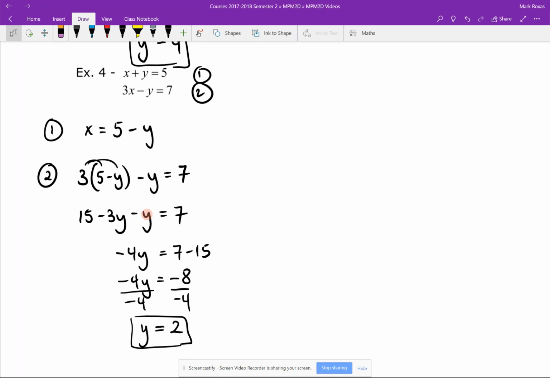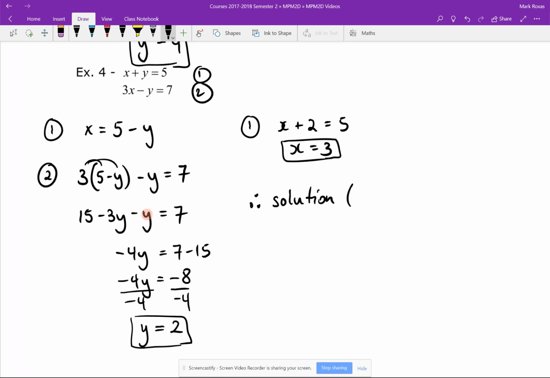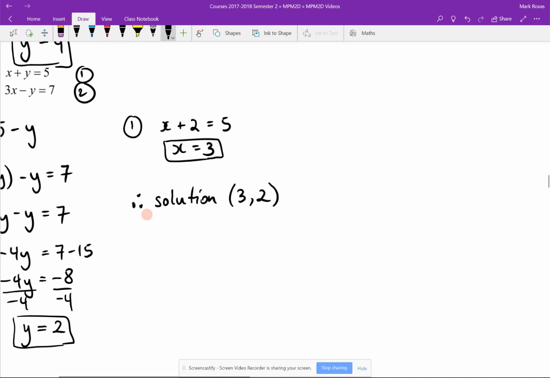Now substitute that back into one of your equations. So I'm going to pick the first one. x plus my y value, which is 2, equals 5 on the right side. So x must be equal to 3, because 3 plus 2 is 5. And so therefore, the solution is (3, 2). Okay, and then again, check your work.